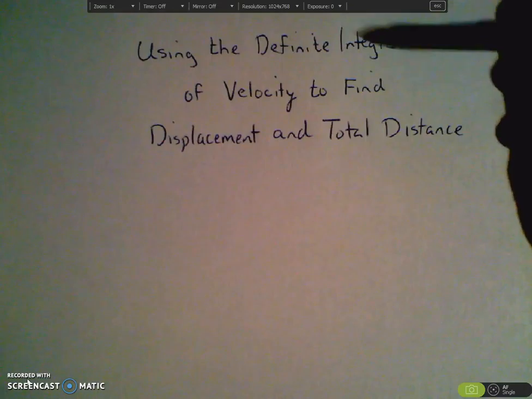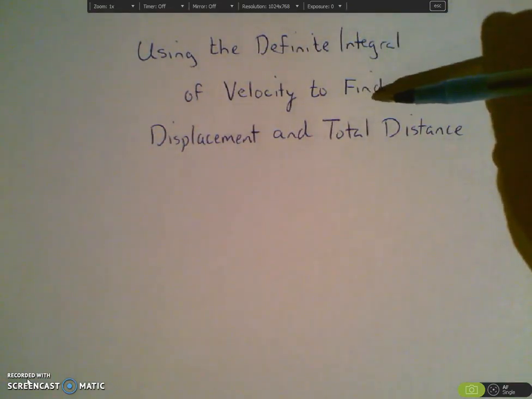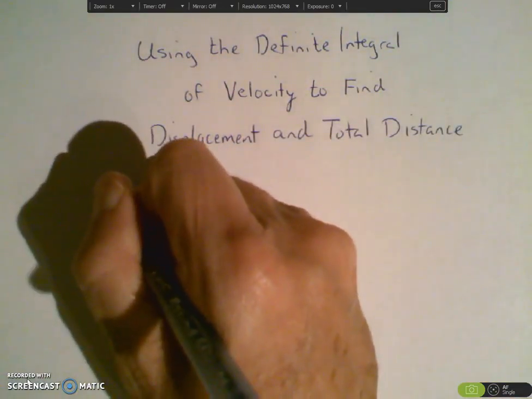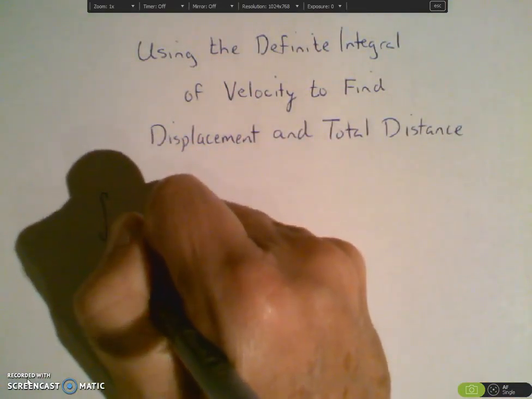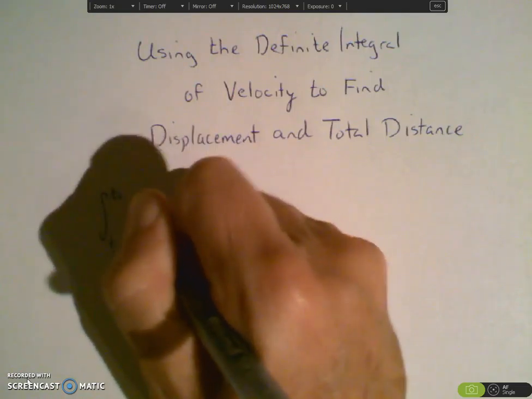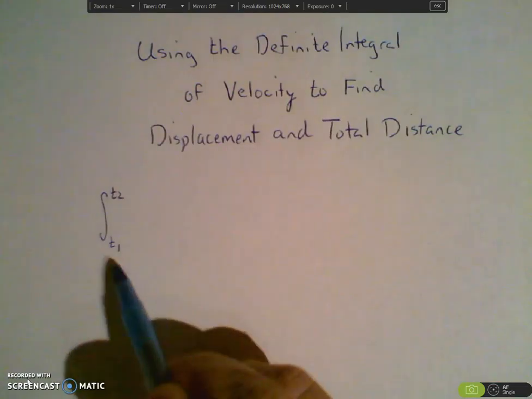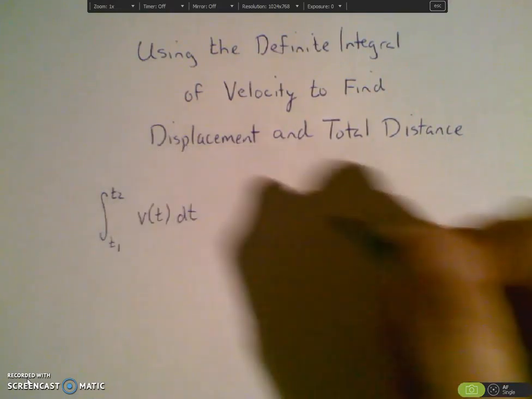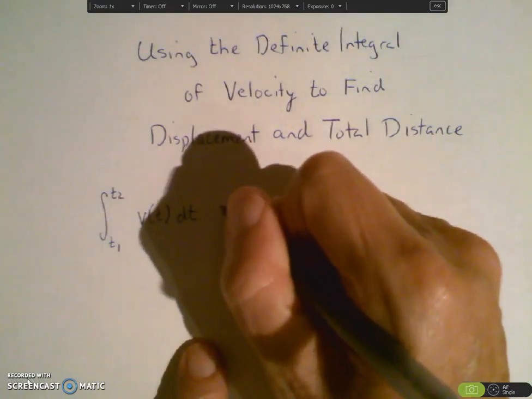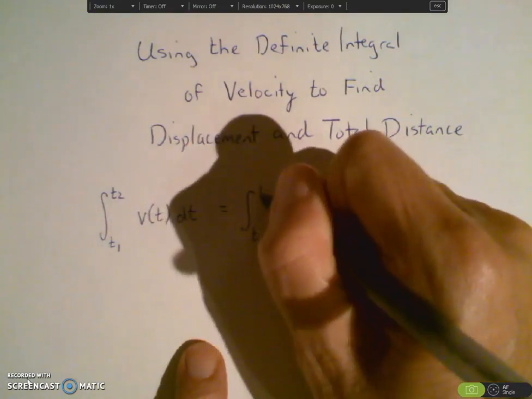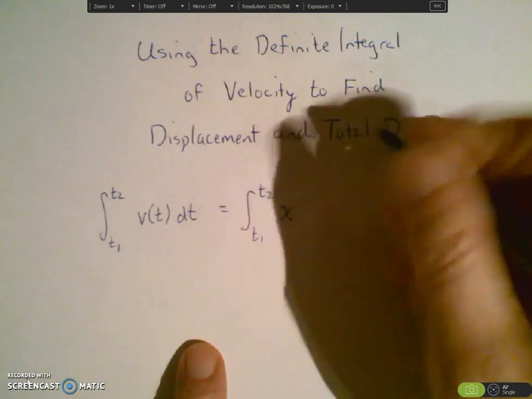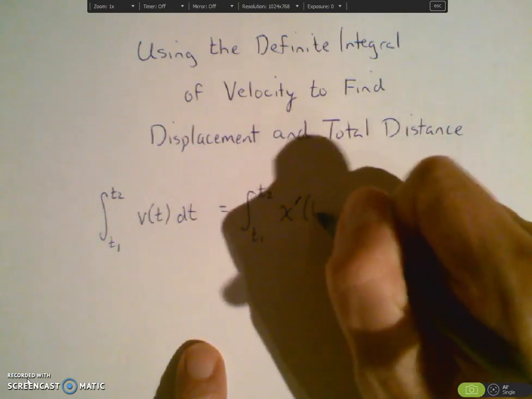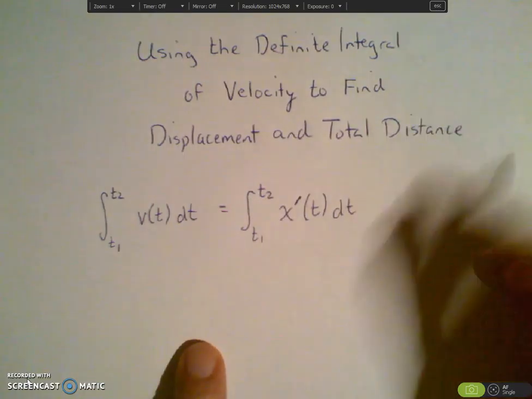We're going to be talking about how to use the definite integral of velocity to find displacement and total distance. Let's say, for example, I have a definite integral from time 1 to time 2 of the velocity of a particle moving along a line. You might remember that velocity is the derivative of the position, which I'm going to call x of t, and so velocity would be x prime of t.